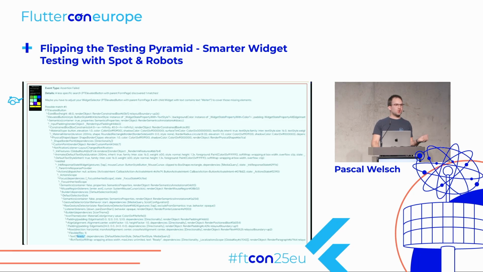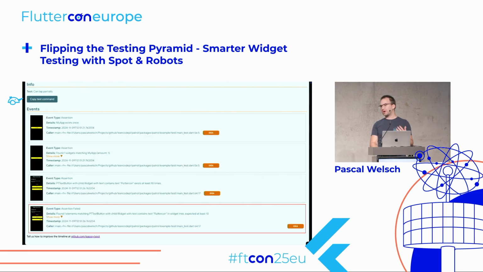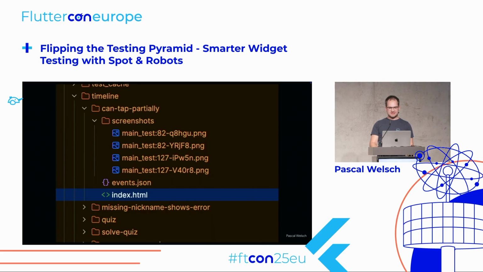Once you add more and more features and convert the finders to the matchers of Spot, you see more and more elements in your timeline. So every time you make an assertion in your application, we will create a screenshot. Not right away, only when the test fails. We will create a screenshot afterwards and render it to HTML. All of this data is local.